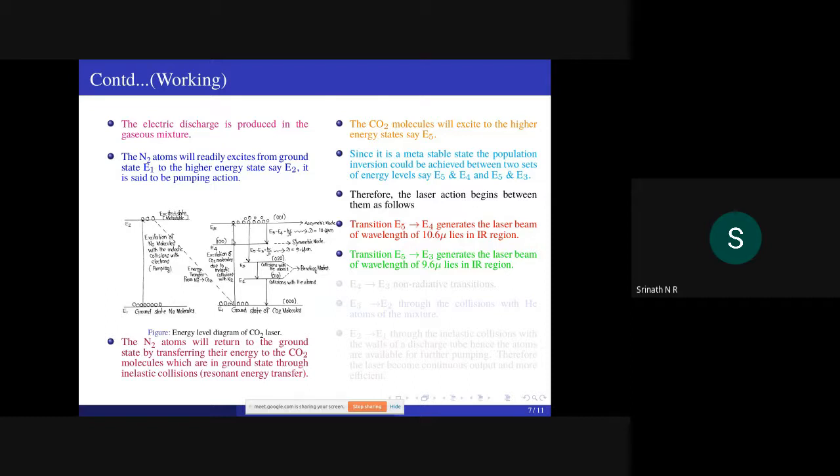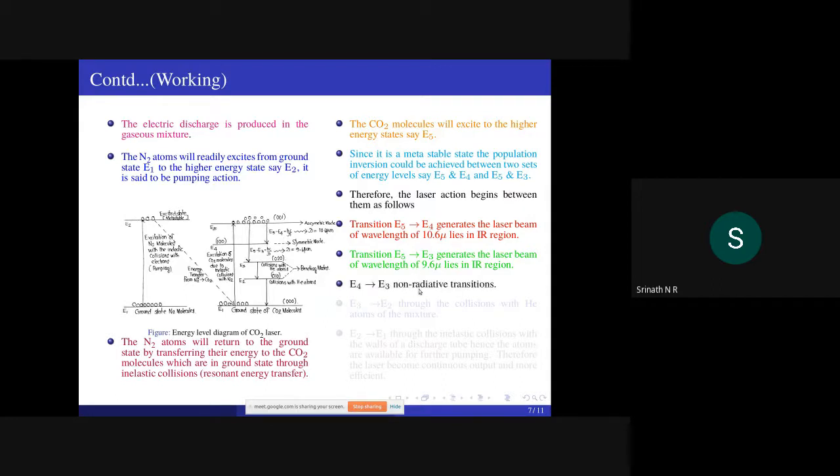One can note that the energy emitted between E5 and E3 is more than between E5 and E4, because the energy gap between E5 and E3 is more, therefore it emits more energy than E5 and E4.